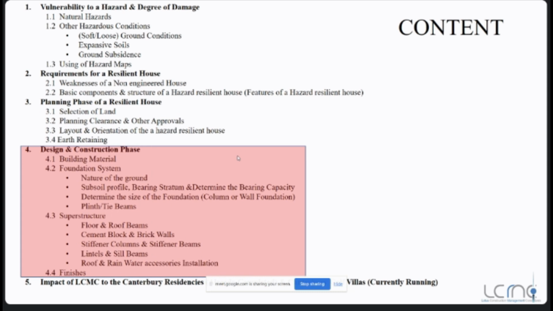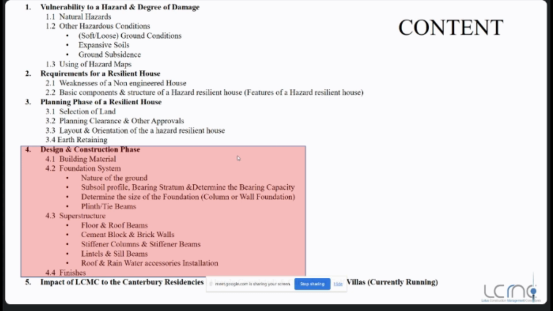The fourth session is the design and construction phase. The first topic is building materials: how to select them, what criteria you need to adopt, and what the approved materials are in terms of quality and cost. Then the foundation systems, starting from deep and shallow foundations, the nature of ground, earth stabilization criteria, subsoil profile, bearing stratum, determination of bearing capacities, and selection of the foundation type. And also the superstructure.